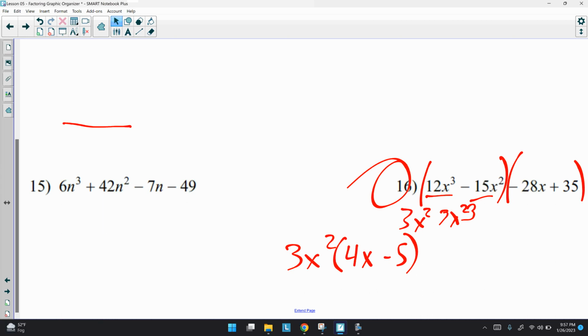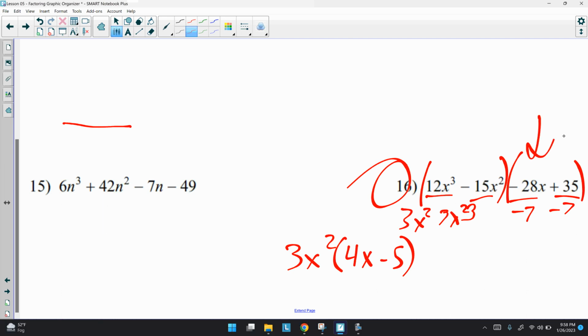Sorry for the mess. Let's see, we can divide negative 7. That's right. We want to use the negative so we can change that leading coefficient in the second binomial so it matches the first. So negative 7, because negative 28 divided by negative 7 gives us that positive 4. We need that positive 4. 35 divided by negative 7 gives us a negative 5. And see that? They match. And that was the goal. If we use the positive 7, they wouldn't be matching. The signs would be wrong.